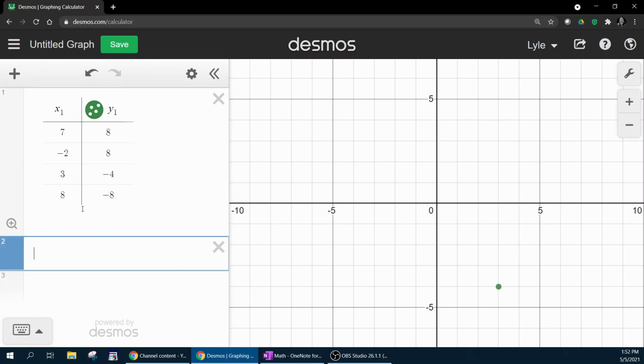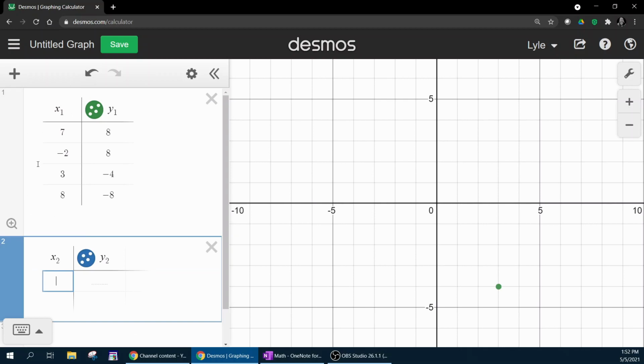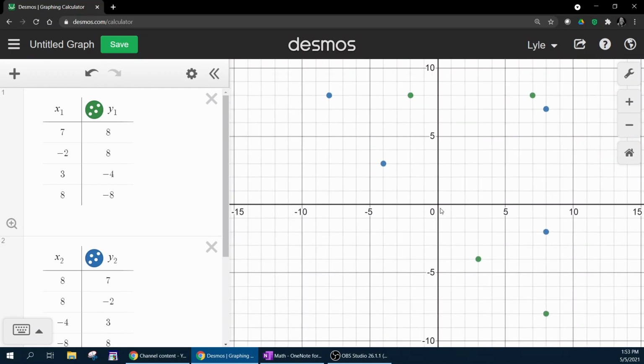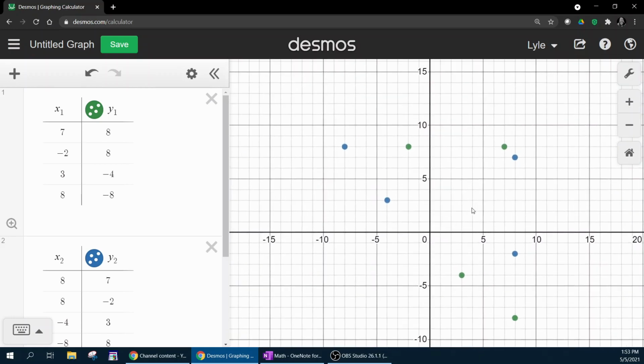And once you've got that relation entered, the ordered pairs, then we're going to go down to the second input and add another table. This is going to be a different color, blue, and this is going to represent the inverse relation. Once you've got the original and the inverse input, we want to come over here to the graph and scroll out some so that we can see all of those ordered pairs.